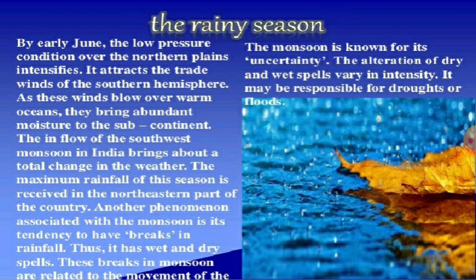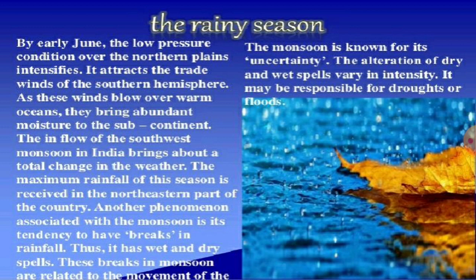These southeast trade winds originate over the warm subtropical areas of the southern oceans. They cross the equator and blow in a westerly direction, entering the Indian peninsula as the southwest monsoon. The inflow of the southwest monsoon into India brings about a total change in weather. Early in the season, the windward side of the Western Ghats receives very heavy rainfall, more than 250 centimeters.